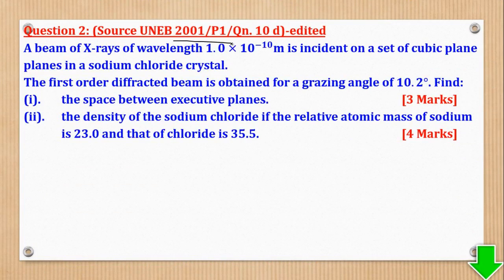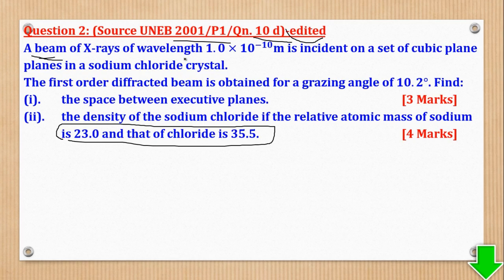Then question 2 came from UNEB 2001, paper 1, question 10D, edited. So why did we write this word edited? It means that we added something. In the actual question, the atomic masses were not given, but they were needed to answer the question.